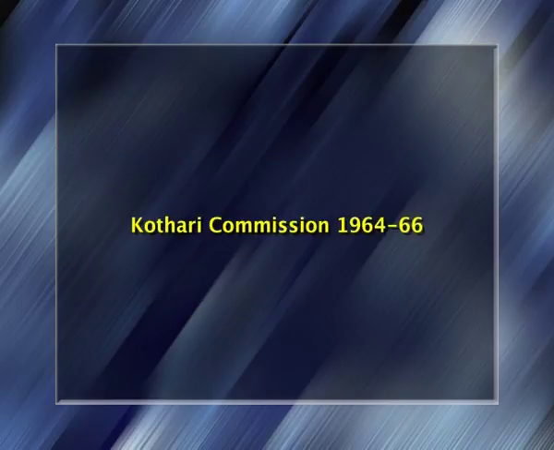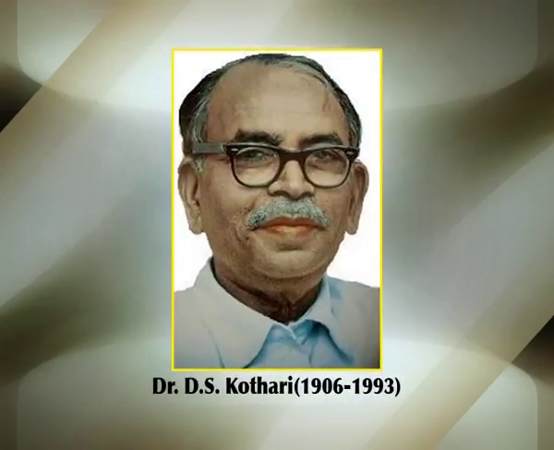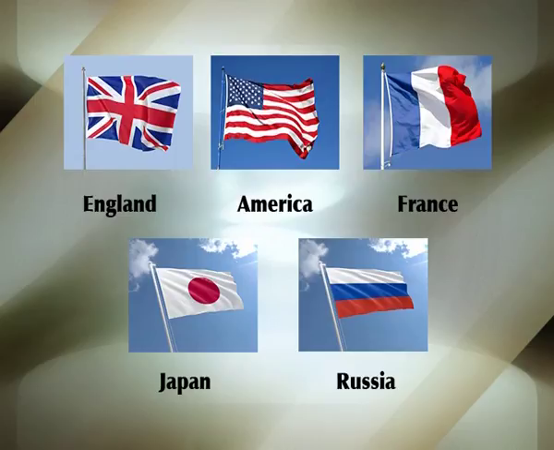Now, Kothari Commission. Kothari Education Commission 1964-66 was the 6th commission in the history of commissions in India. The commission was appointed under a resolution of the Government of India dated 14th July 1964. Dr. D.S. Kothari, chairman of the UGC, was appointed as the chairman of the commission. Therefore, it is also known as Kothari Commission. Among the members of the commission, 5 educationists were from England, America, France, Japan, and Russia.